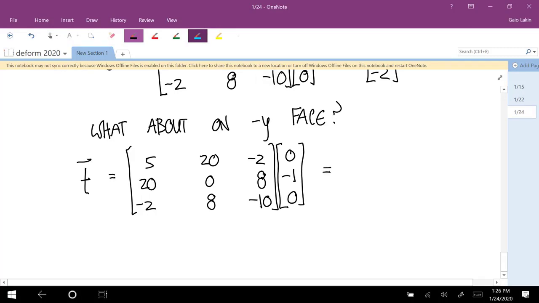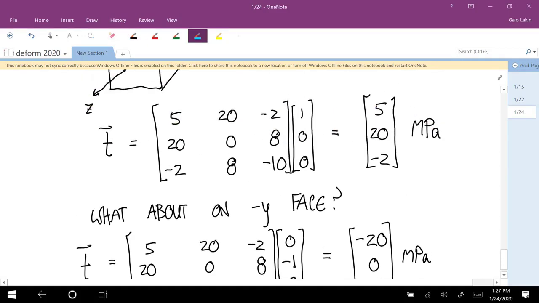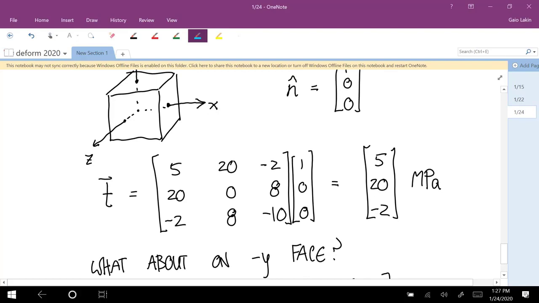And we get the vector negative 20, 0, negative 8. Well, on the positive y face, we have the vector 20, 0, 8. So on the negative y face, we know from last class that it has to be equal and opposite. So that gives you the traction on that face. Okay. So it works on all 6 of the faces.